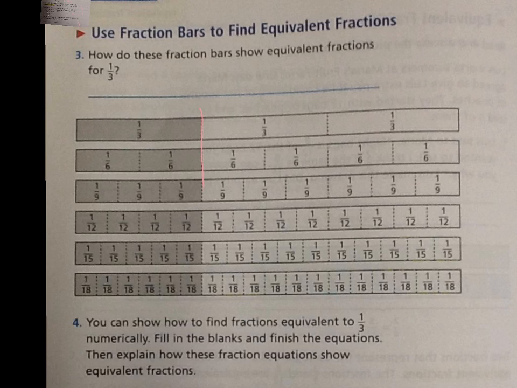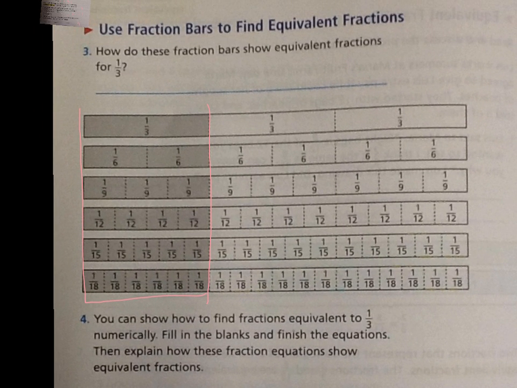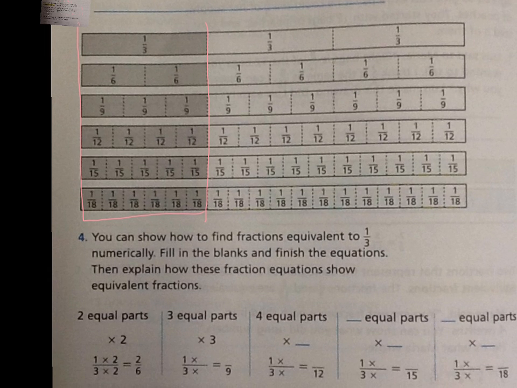Well, these fraction bars all have the exact same amount. Imagine a candy bar, and the way it's broken up: 1 into thirds, 6ths, 9ths, 12ths, 15ths, 18ths. In the first one you get 1 out of the 3, the second one you get 2 out of the 6, the third one you get 3 out of the 9, 4 out of 12, 5 out of 15, 6 out of 18. They are all equivalent fractions. They take up the same amount. They are the same amount, but they are just written differently as fractions.